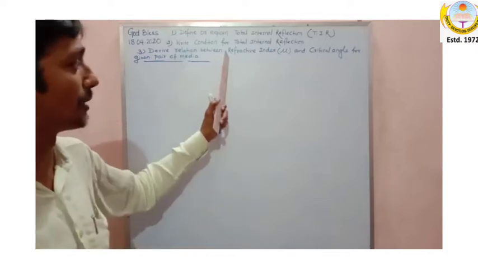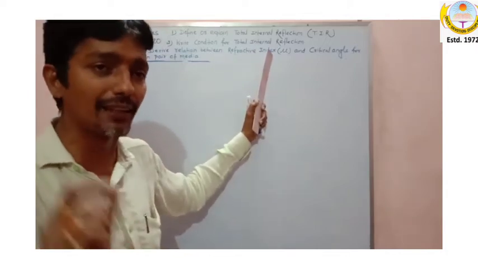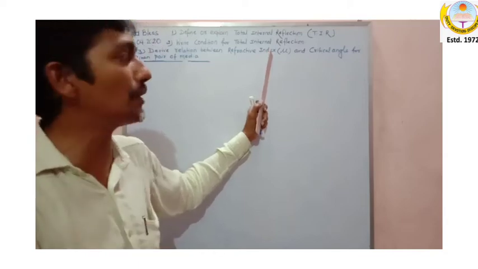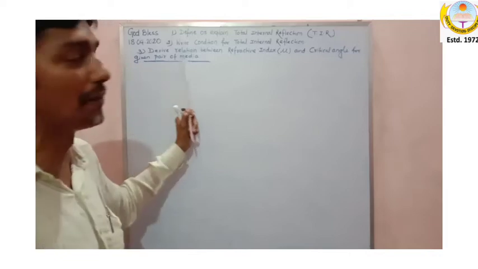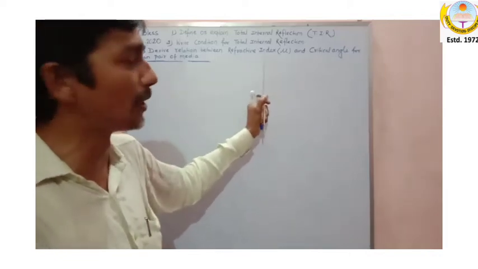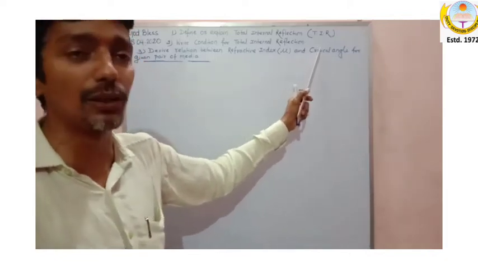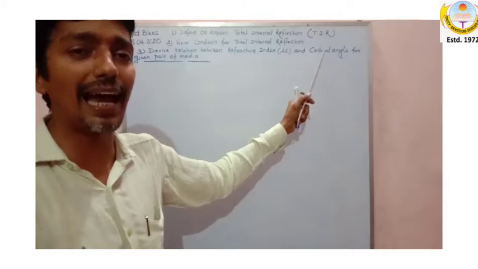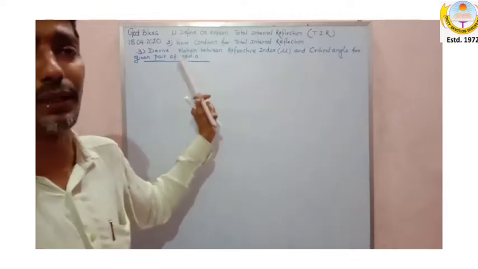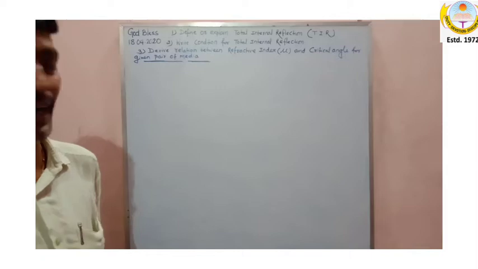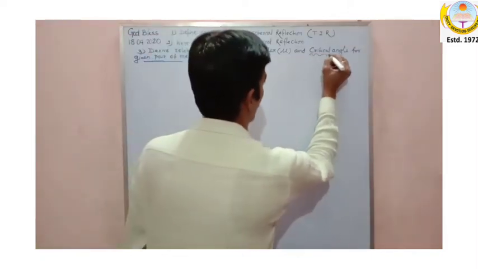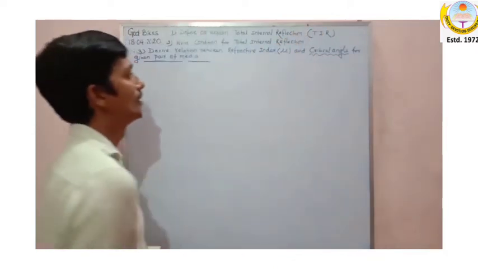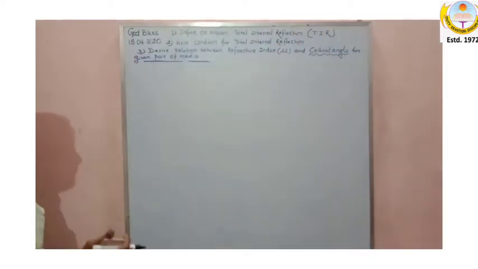What is the relation between refractive index, that is mu, and one concept you will study here, that is critical angle for a given pair of media. You know refractive index, you will study a new concept here, critical angle for a given pair of media. The concept of critical angle is new to you all for this topic. So my dear, let's start with the topic.